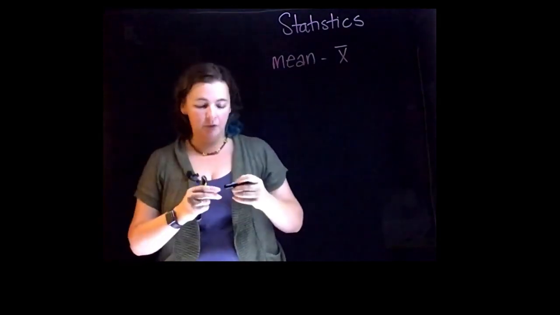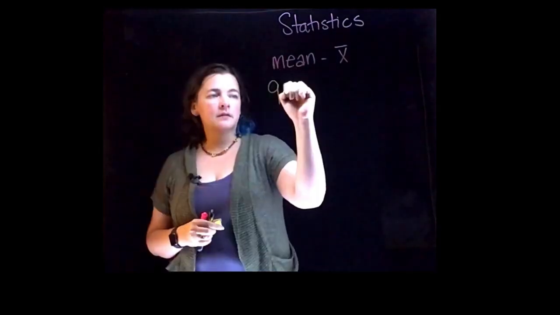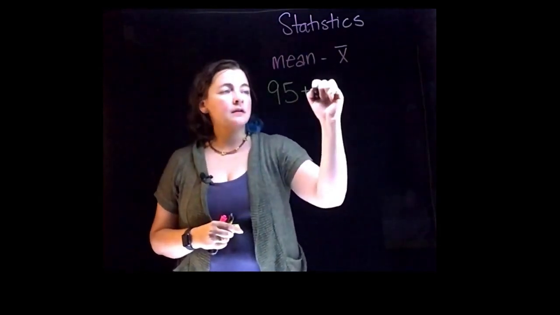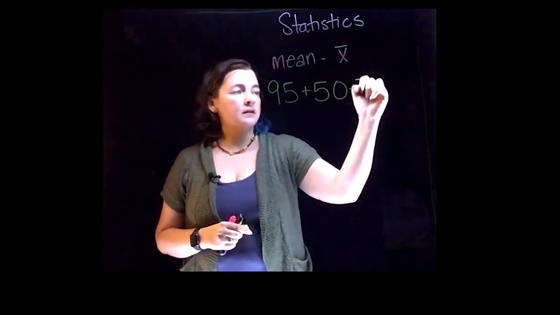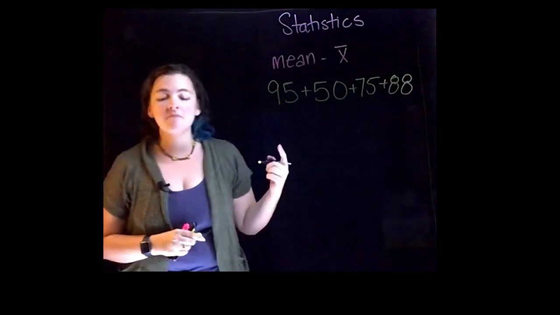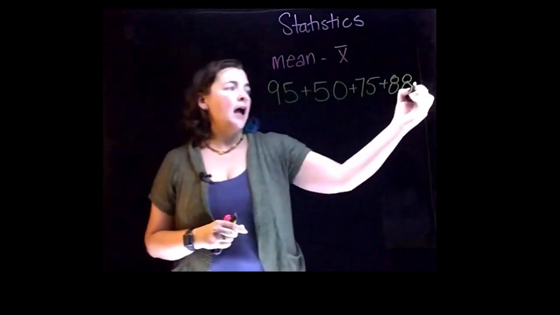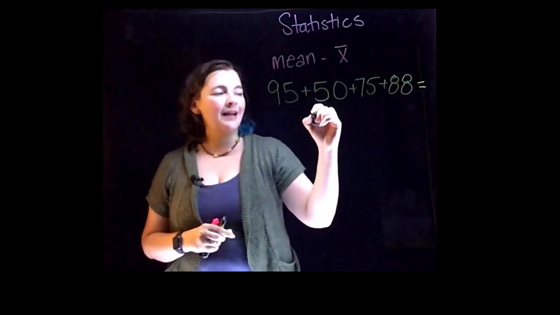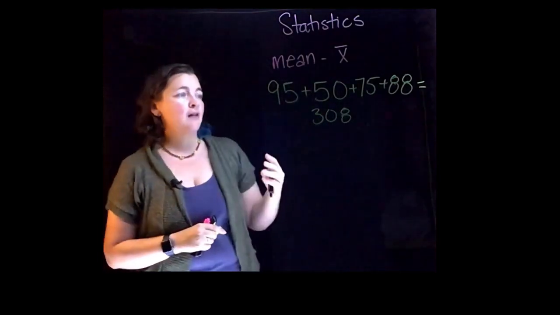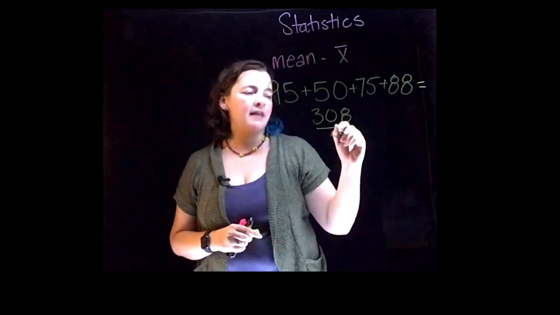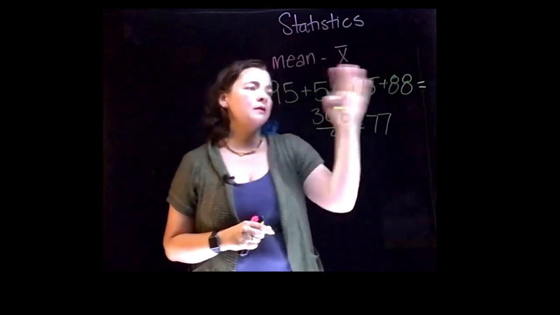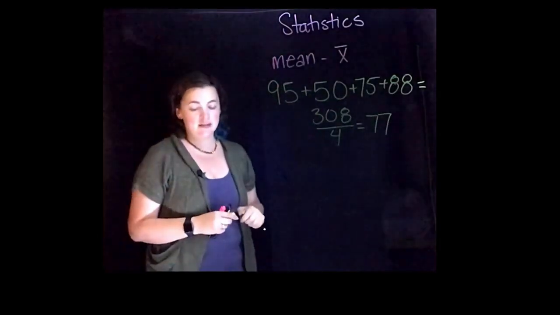So if we have some data points, let's pretend these are grades from past tests: 95, 50, 75, and 88. To find the mean, we're going to add all of those together, and with that we get 308. Then we're going to divide by the number of values there are. There are 4 values, so we divide by 4. That answer comes out to be 77. So the mean for these 4 data points is 77.